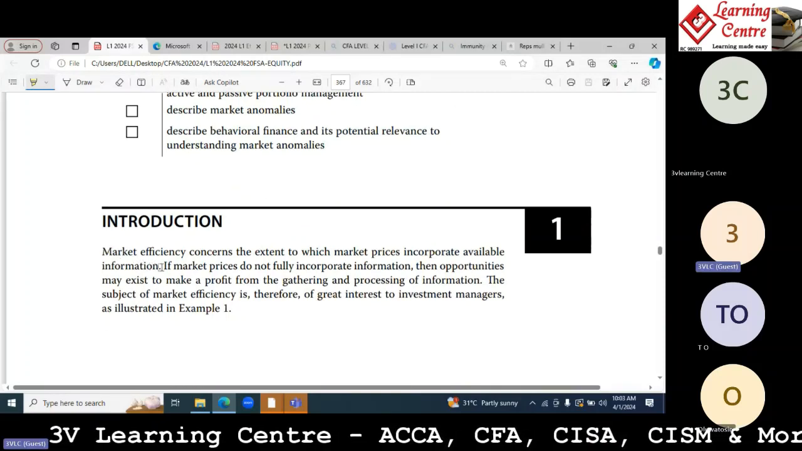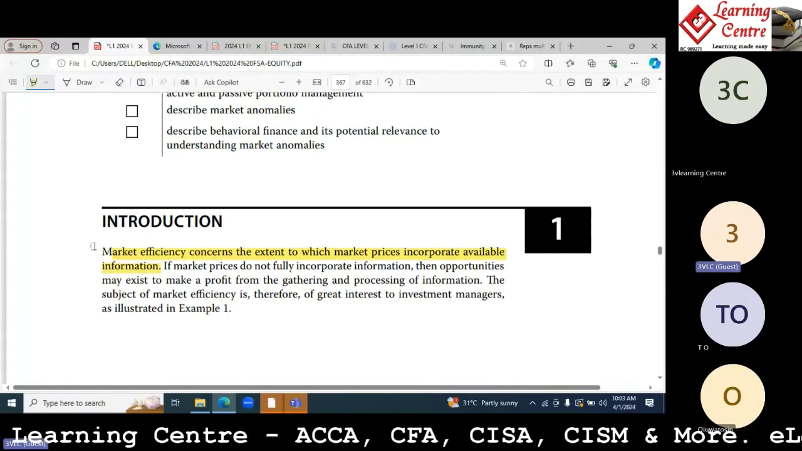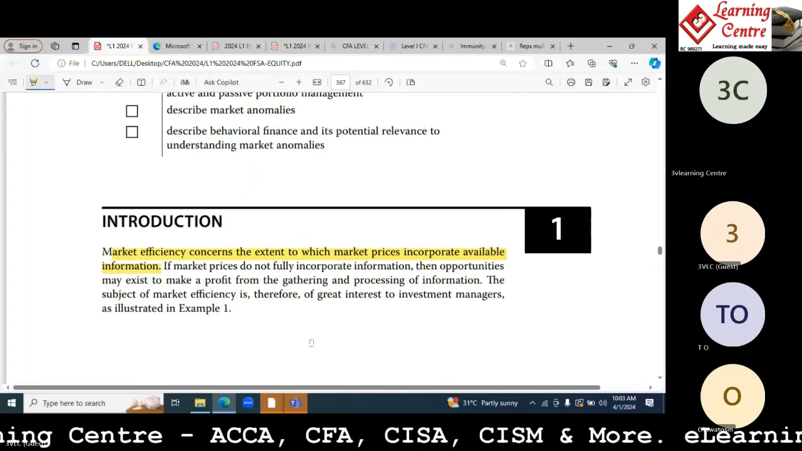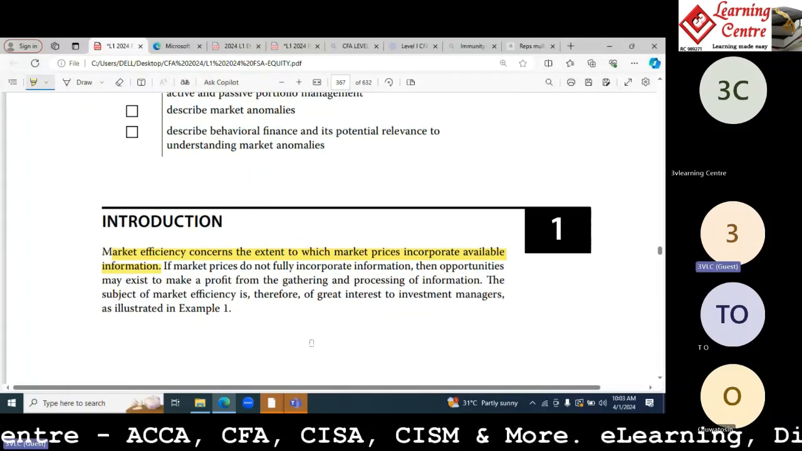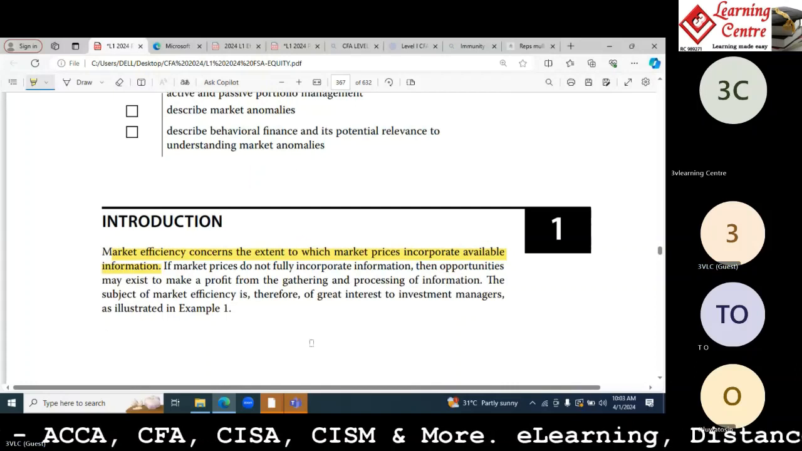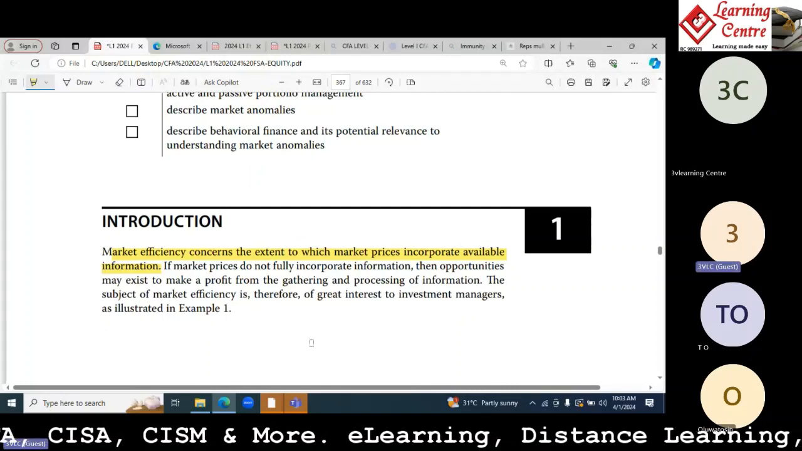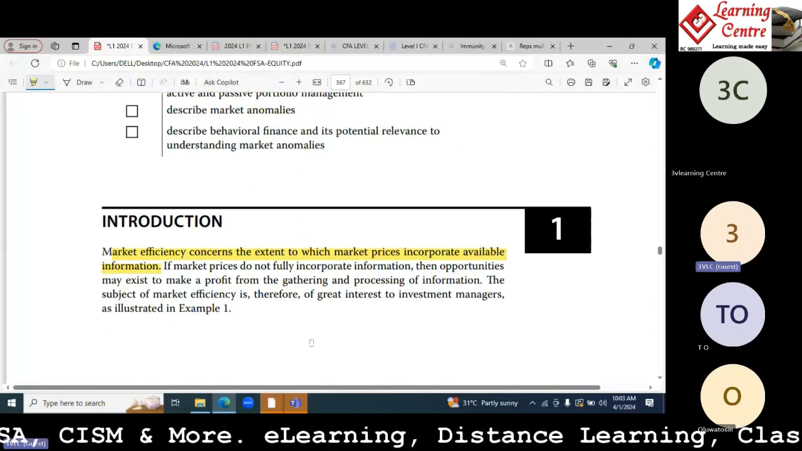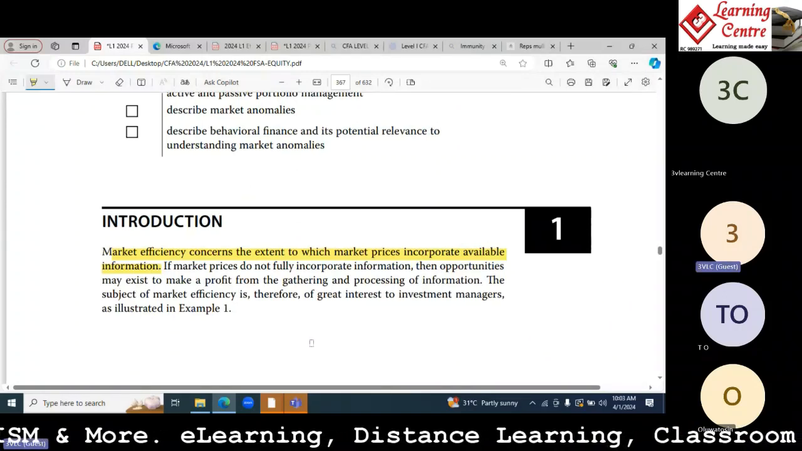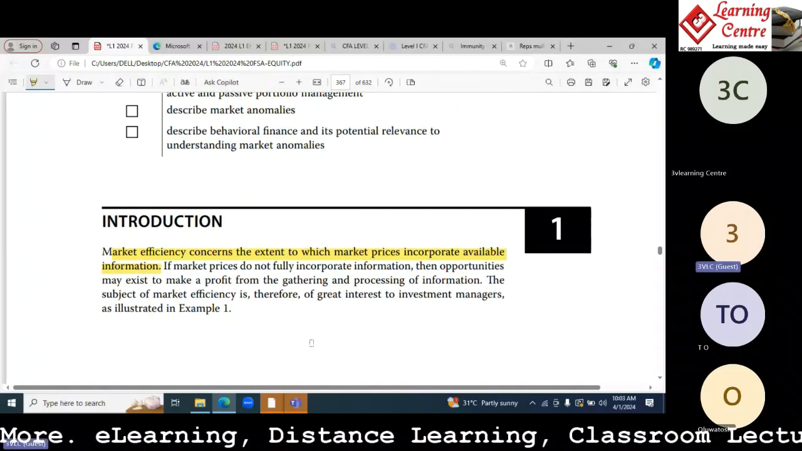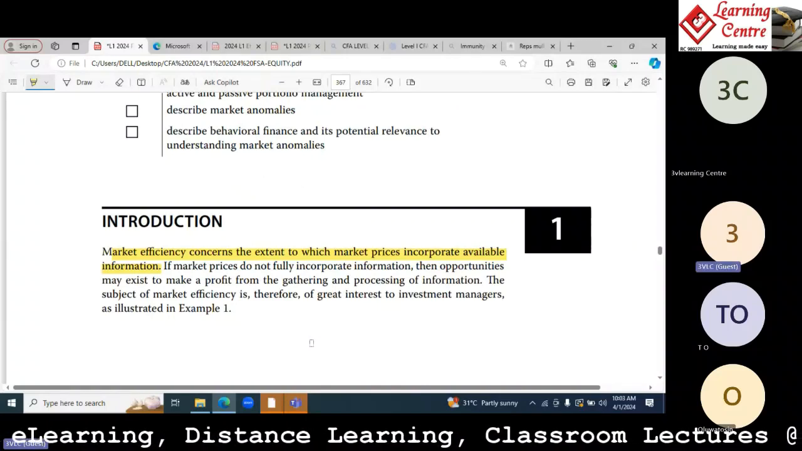So what does this mean? What I've highlighted: basically, there's a school of thought that the market should reflect all available information about a particular investment, such that information drives prices. And if you think about it logically, it makes a lot of sense.